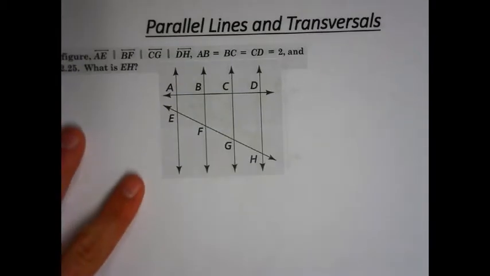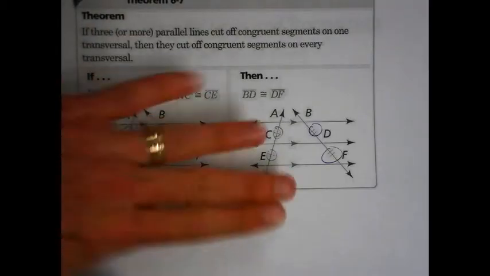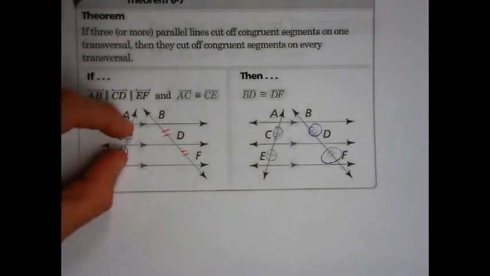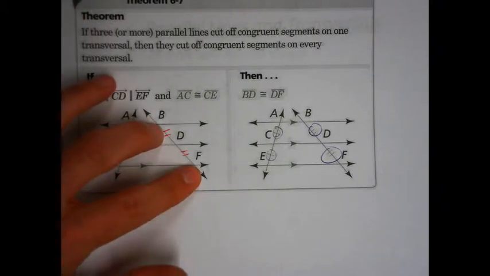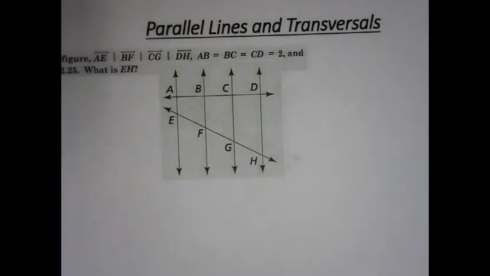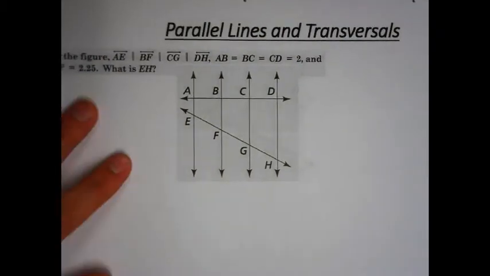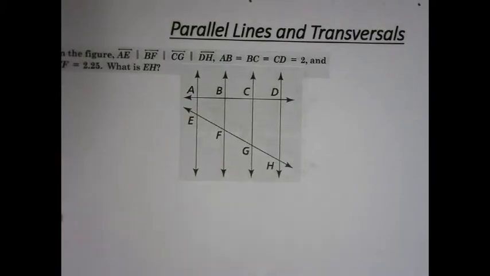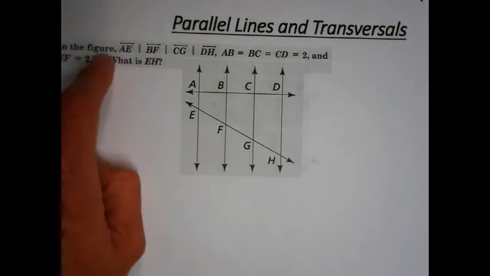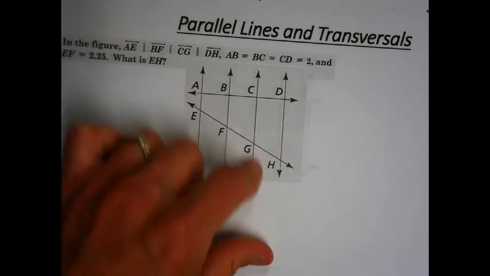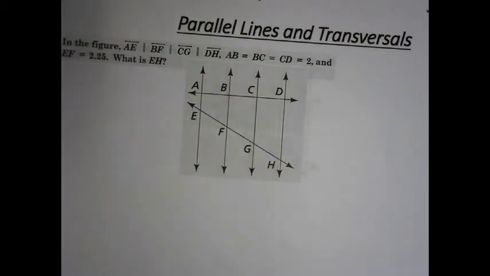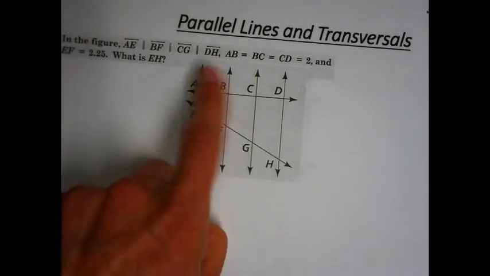Okay, you remember that random note that we had talked about at the beginning? Let's use that. If we have parallel lines cut by a transversal, congruent segments here, then congruent segments here. So this random thing is going to come back. This is what the questions will look like. In the figure here, AE is parallel to BF, to CG, to DH. They're all parallel. AB is equal to BC is equal to CD, and these are all 2.